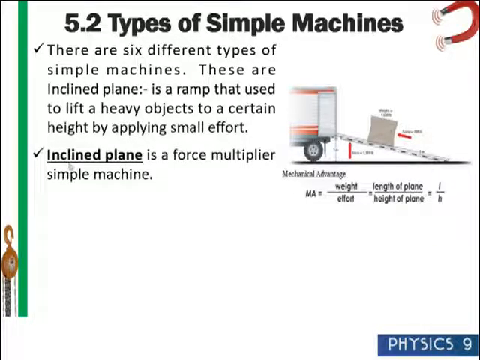So in fact, the inclined plane is actually operating as a force multiplier, and it can be called a force multiplier simple machine, because what you're doing is applying a small force in order to move a larger force, and so you're multiplying the force.